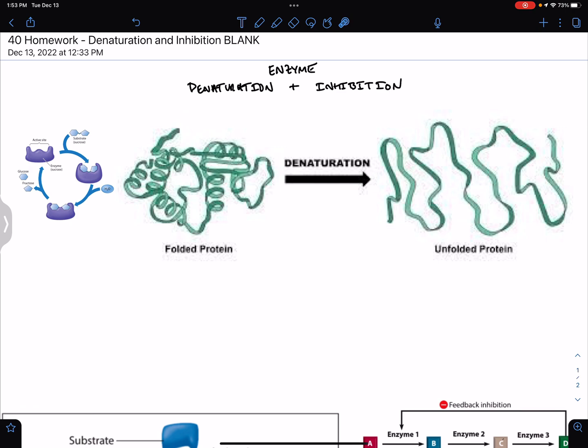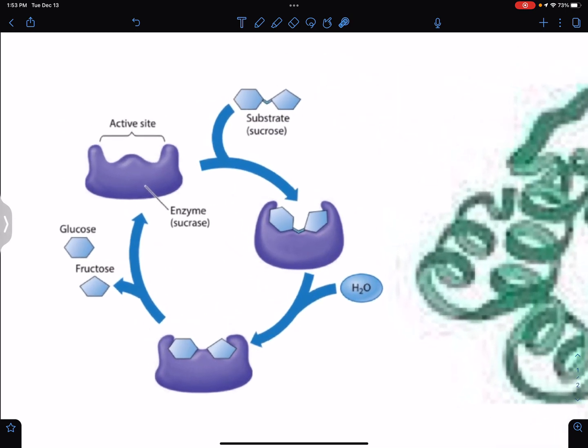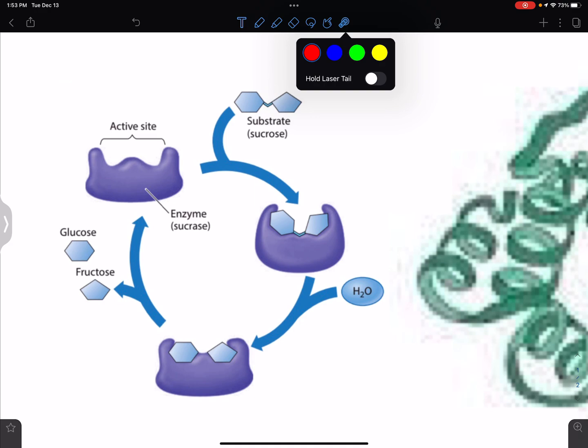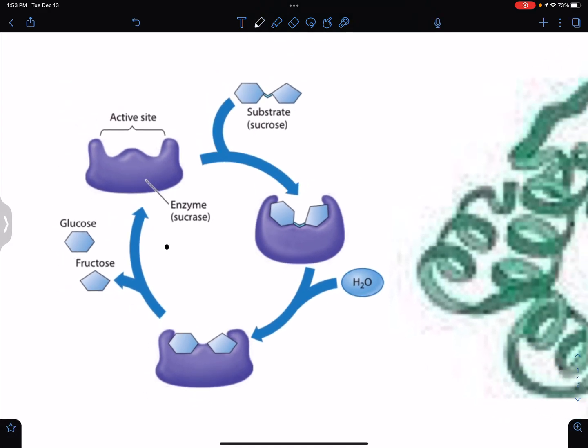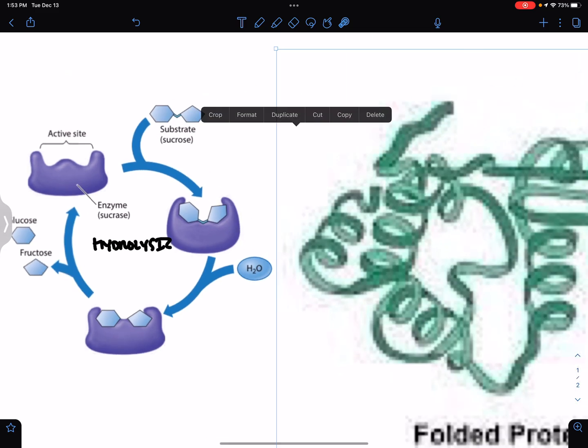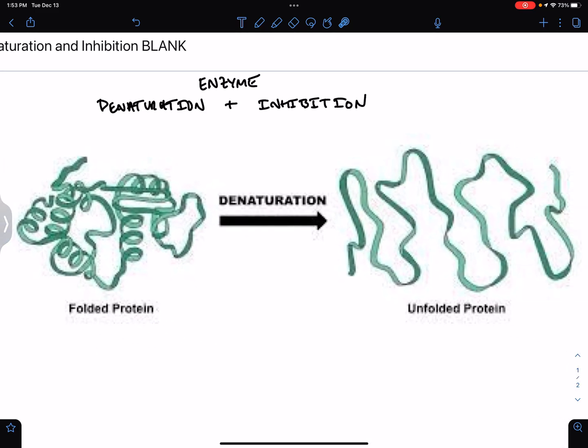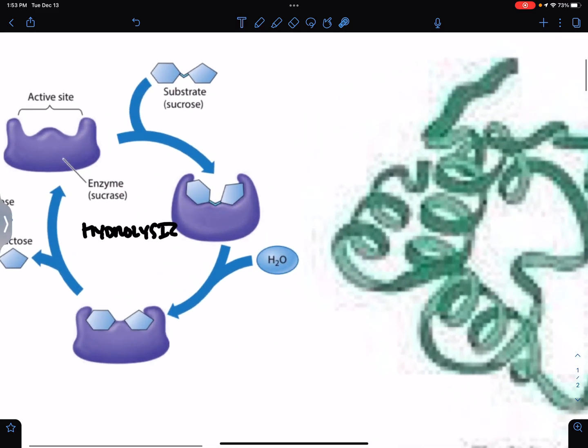Okay, so you know and love the induced fit model of enzyme action. Here we have hydrolysis. We've got our enzyme sucrase, which is going to bind the substrate sucrose. The binding is going to actually change the shape of the enzyme. Remember, we have this conformational change when the enzyme binds the substrate. Here we have H2O coming in.